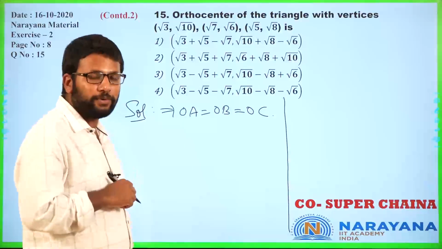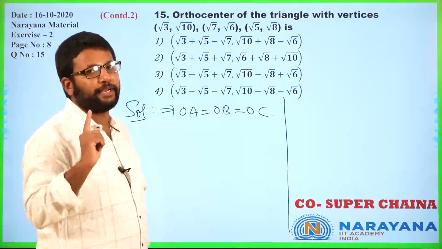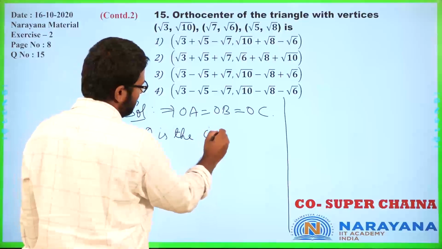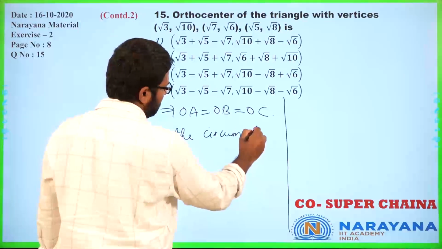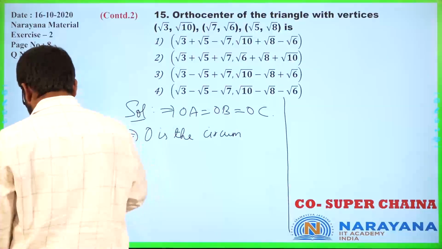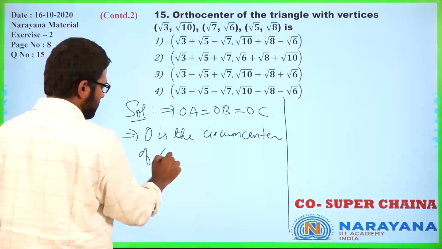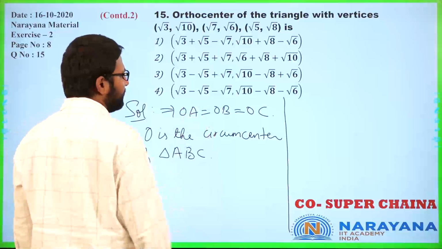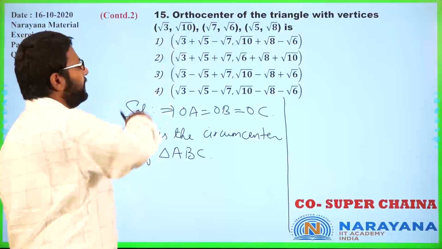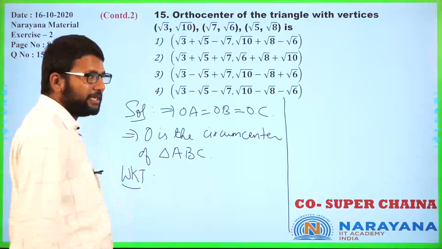What does that tell you? What it means is O is the, what is the point? Circumcenter, right? Which means O is the circumcenter of triangle ABC, right? Okay, so now we know the circumcenter and we need to figure out the orthocenter. So now do you recall what is the relationship between circumcenter and orthocenter?